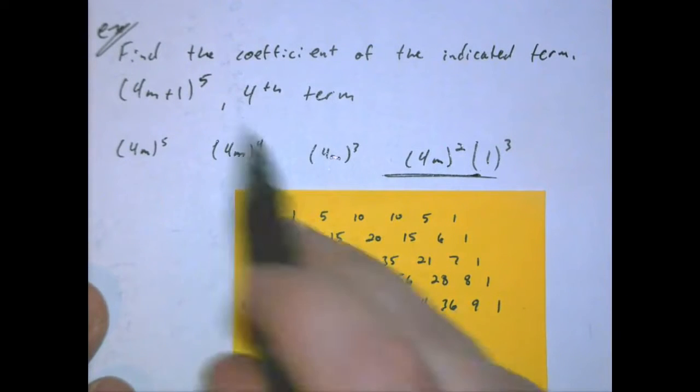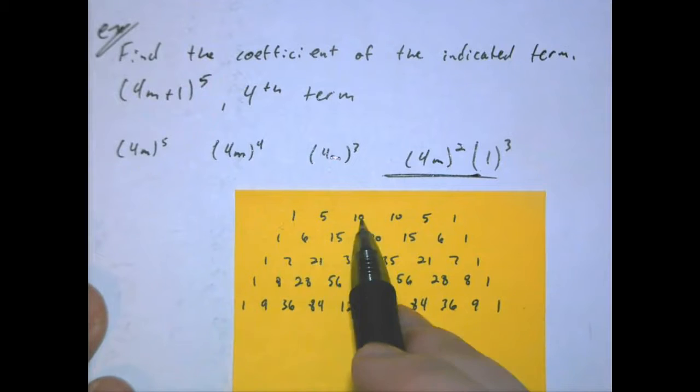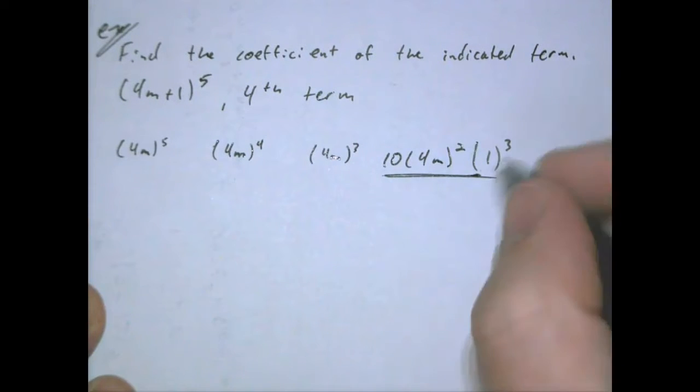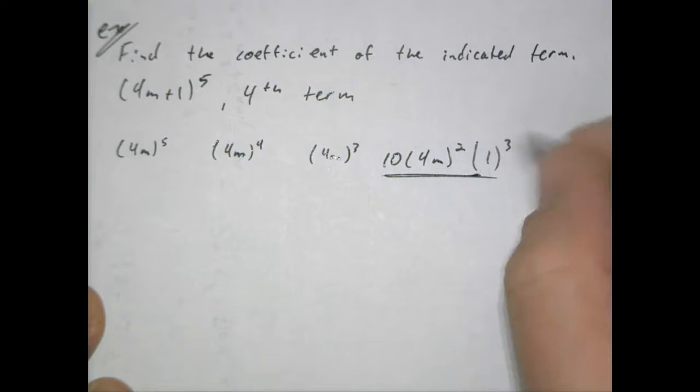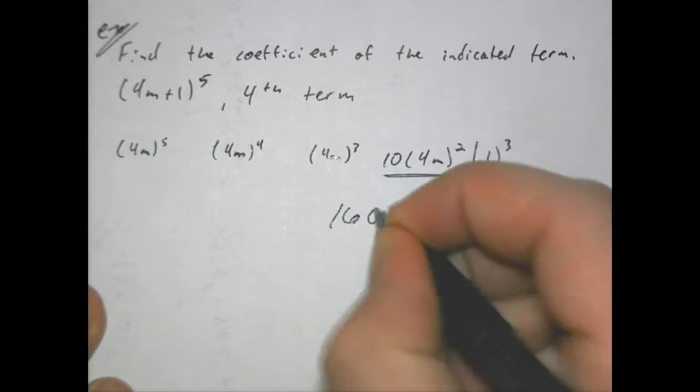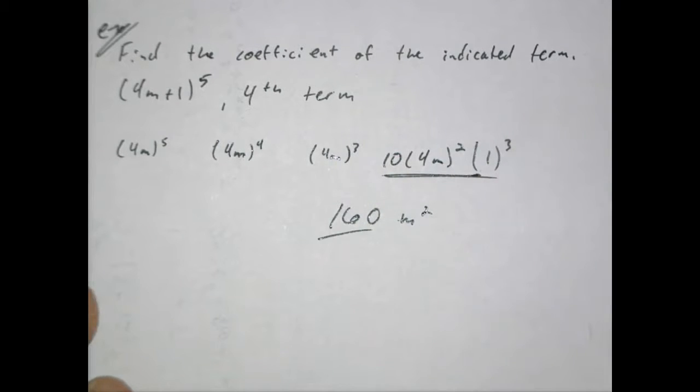Now, if I look at the 5th row of Pascal's triangle, I have 1, 2, 3, 4. So this coefficient is 10. So now it's just a matter of multiplying these together. 4 squared is 16. 1 cubed is 1. So 16 times 10 is 160m squared. So there is my coefficient.